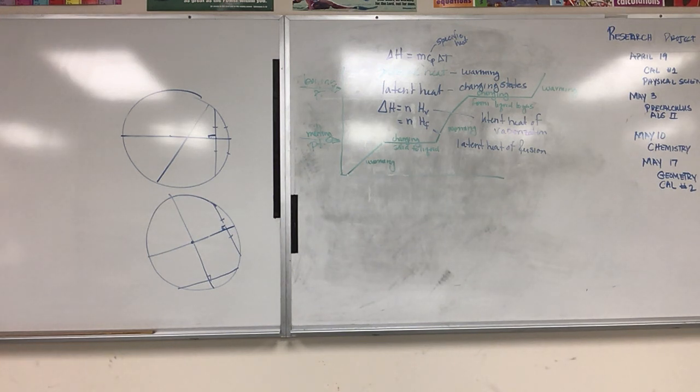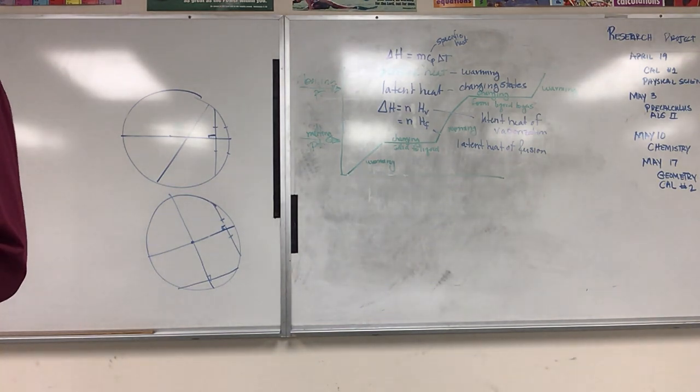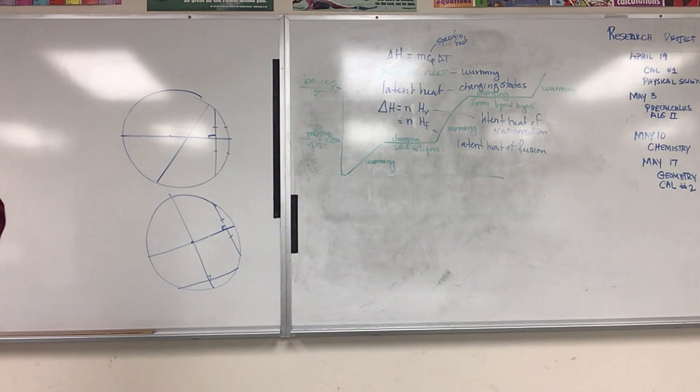In a circle, the perpendicular bisector of the chord would pass through the center of the circle. Okay, so there are all my theorems. Congruent central angles mean I have congruent arcs. Congruent central angles mean I have congruent chords. Congruent arcs mean I have congruent chords. If two chords are equal distance from the center, then I know I have congruent chords.